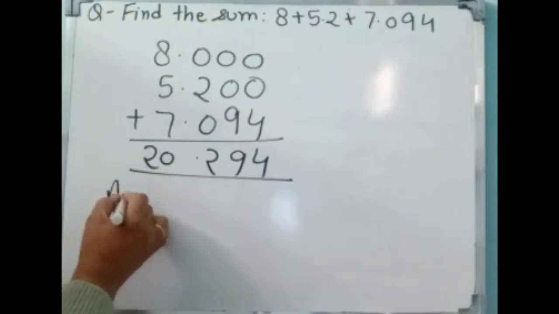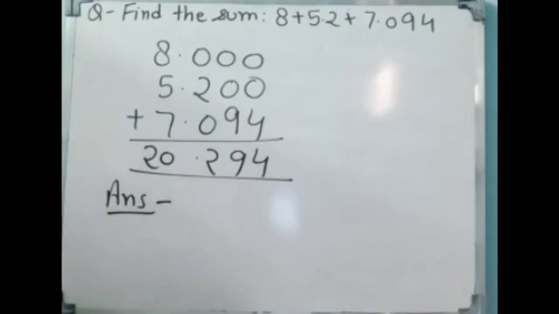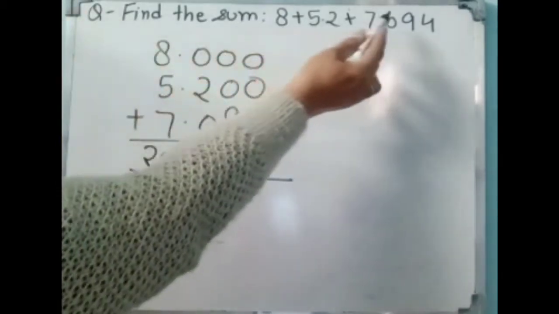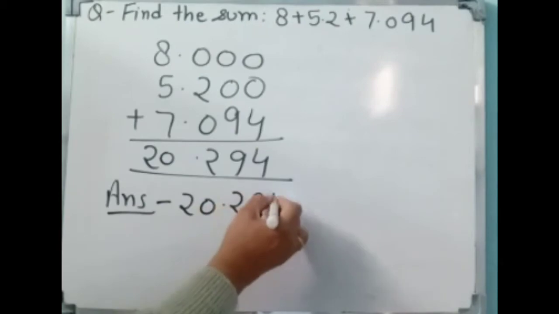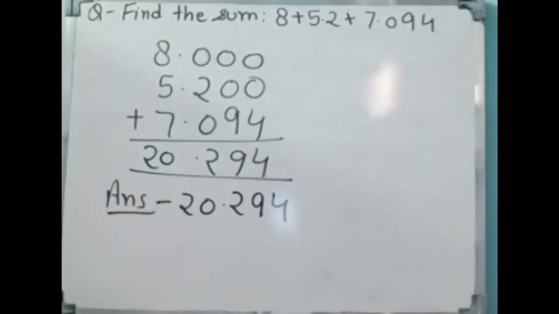So always keep it in your mind that first we convert it into like fractions and then we add it. 20.294. This is the answer.